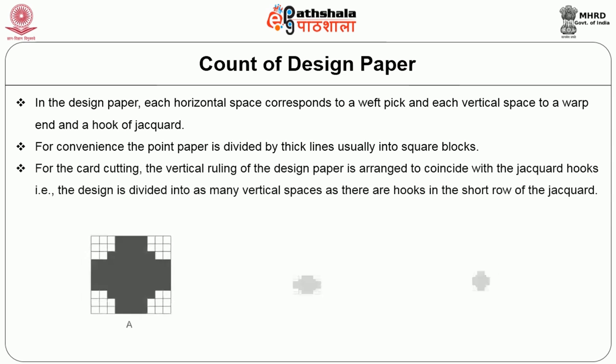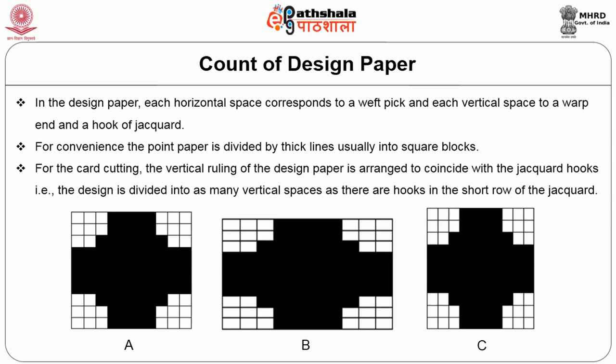For card cutting, the vertical ruling on the design paper is arranged to coincide with the jacquard hooks. The design is divided into a number of vertical spaces, as there are hooks in the short row of the jacquard. For example, the design paper used for an 8-row jacquard will have 8 vertical spaces between each pair of thick lines.